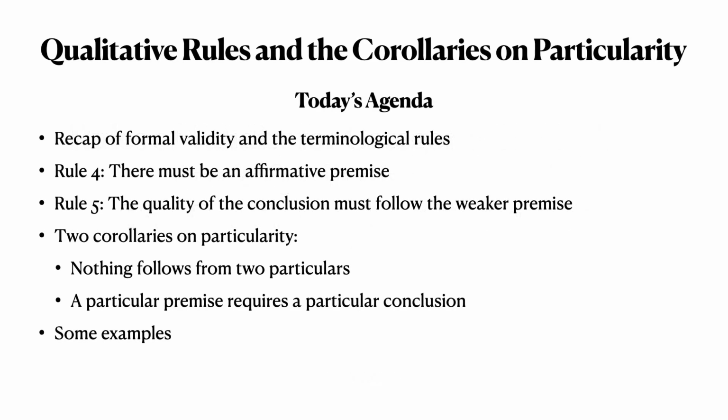Our agenda for today, we're going to do a recap of formal validity and the terminological rules, and then we're going to learn our last 2 of our 5 rules. Rule 4, there must be an affirmative premise, and Rule 5, the quality of the conclusion must follow the weaker premise. Then we'll go over those 2 corollaries on particularity. Nothing follows from 2 particulars, and a particular premise requires a particular conclusion. We'll finish up today by going over some examples that will help us get more practice on figuring out how we determine validity with a new syllogism that we haven't seen before.